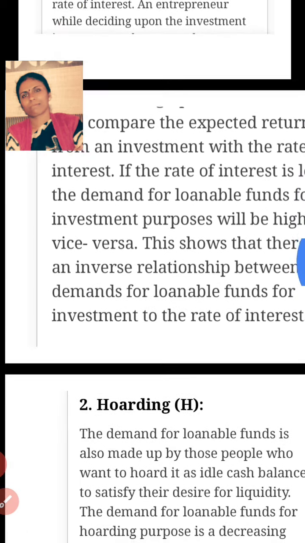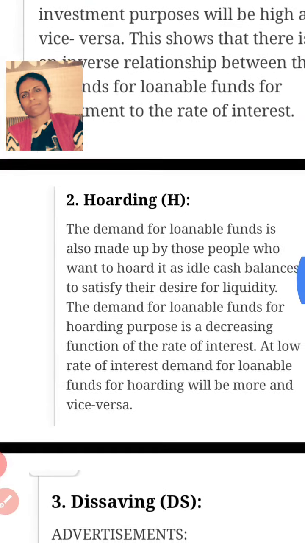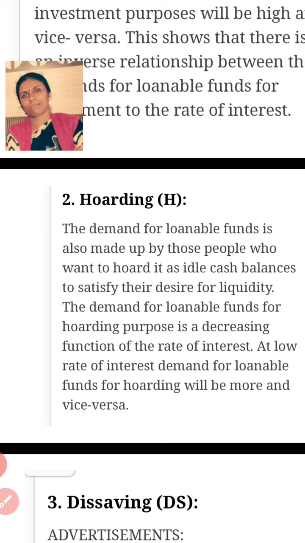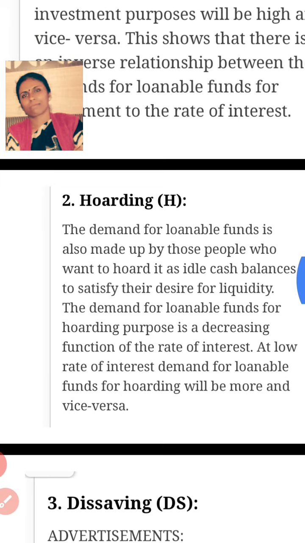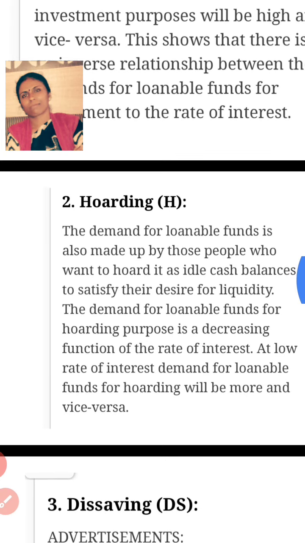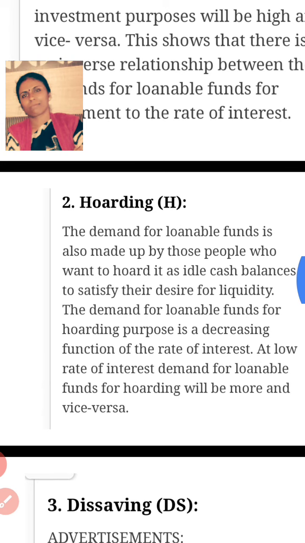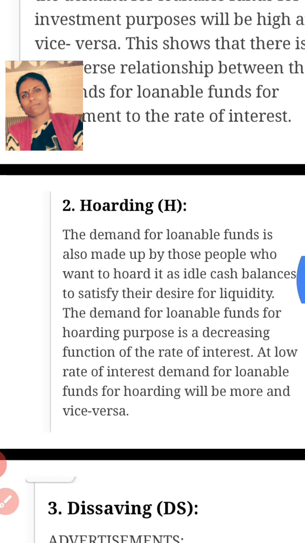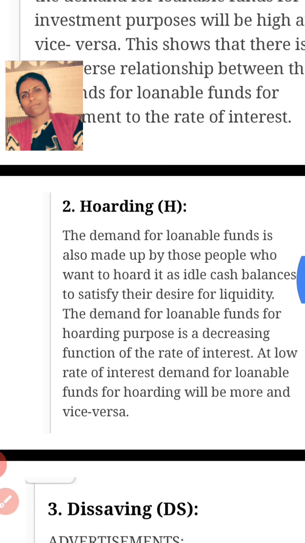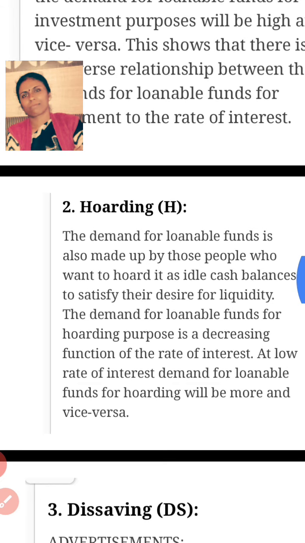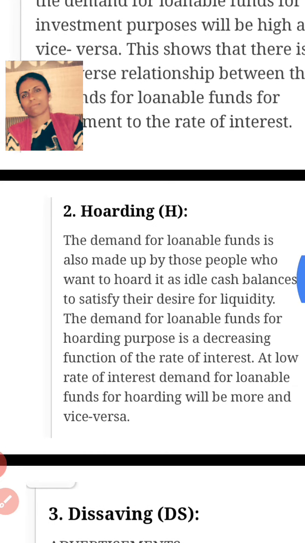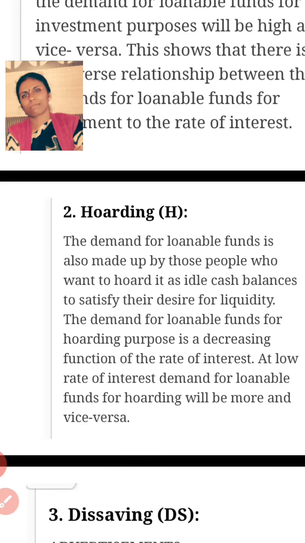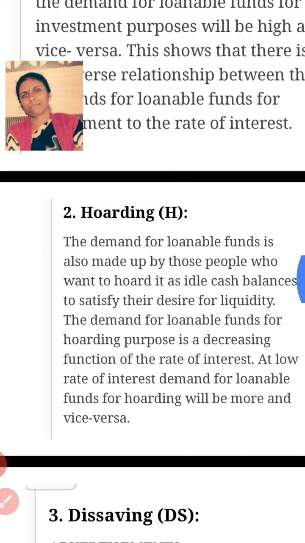Coming to the second one, the hoarding purpose. Yes, people demand funds for hoarding purposes. Why are they interested in hoarding money? The demand for loanable funds is made up of those people who want to hoard. They hold idle cash balances. Why do they need funds for idle cash balances? To satisfy their desire for liquidity. It is a very interesting point. So, liquid cash with themselves.